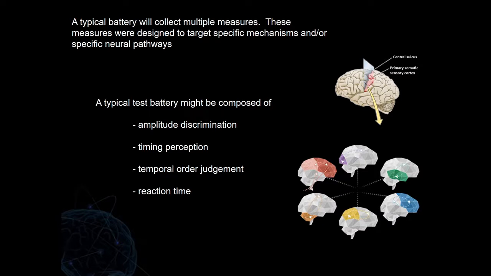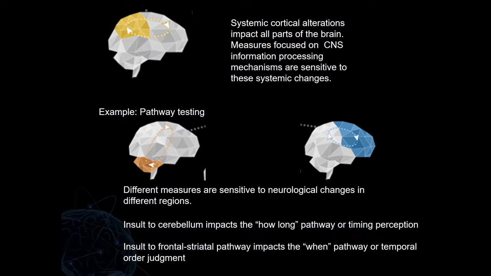Anyway, your typical test battery might be composed of amplitude discrimination, timing perception, temporal order judgment, and reaction time. And these all test different features of information processing, different things that the brain does. And like I said, these systemic alterations impact all parts of the brain. And their measures are focused on CNS information processing mechanisms, and they're sensitive to systemic changes.